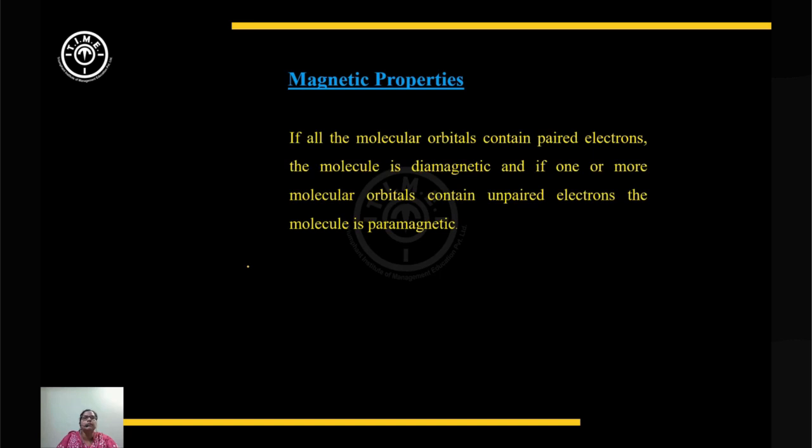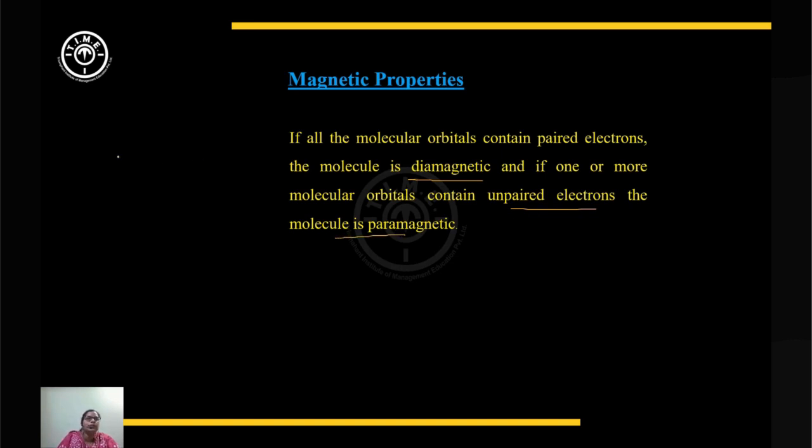The next concept is the magnetic properties. This is the only concept in chemical bonding which explains the magnetic properties of the molecules or the ions. If all the molecular orbitals contain paired electrons, then the molecule is diamagnetic. And if one or more molecular orbitals contain unpaired electrons, meaning a single electron, then the molecule is paramagnetic.